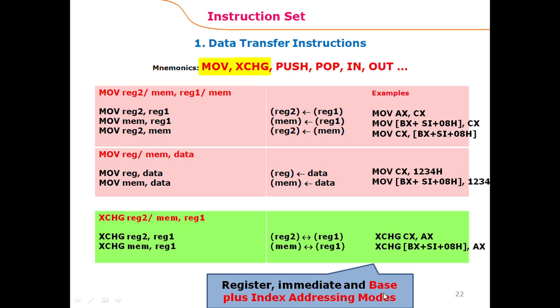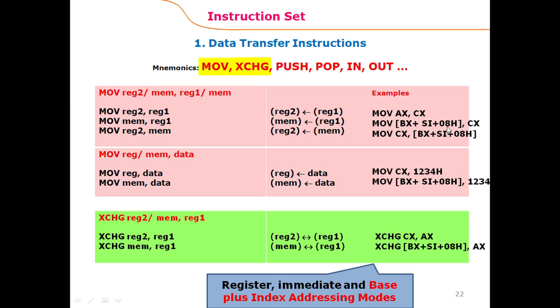Another memory addressing mode is base plus index addressing mode. As the name indicates, in this addressing mode, to calculate the memory address, a base register and an index register and a displacement are used to calculate the offset address for this memory address calculation. For example, here the 16-bit value is moved to the data segment memory location addressed by BX plus SI plus 8-bit displacement.